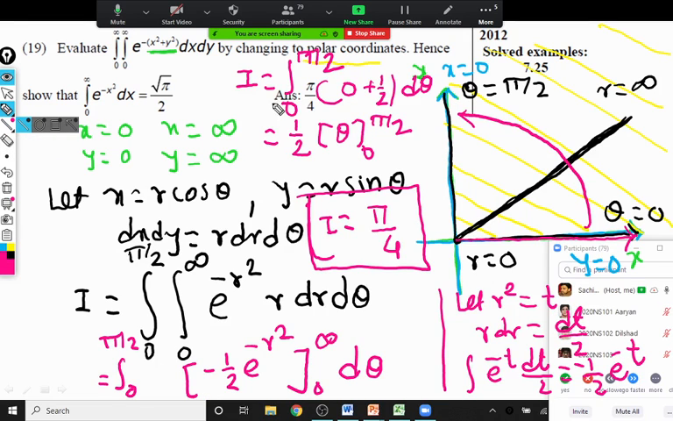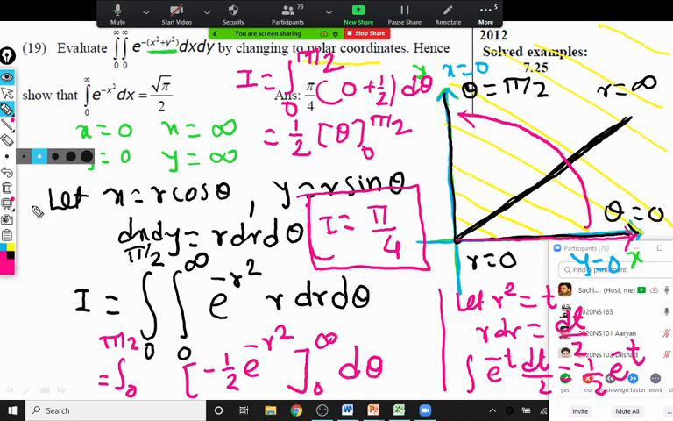Okay, but the question is still not complete. There is one more part. Hence, show that integration 0 to infinity e raised to minus x square dx is root pi by 2. This is one more part that is asked in the question. So can I move to the second part now?